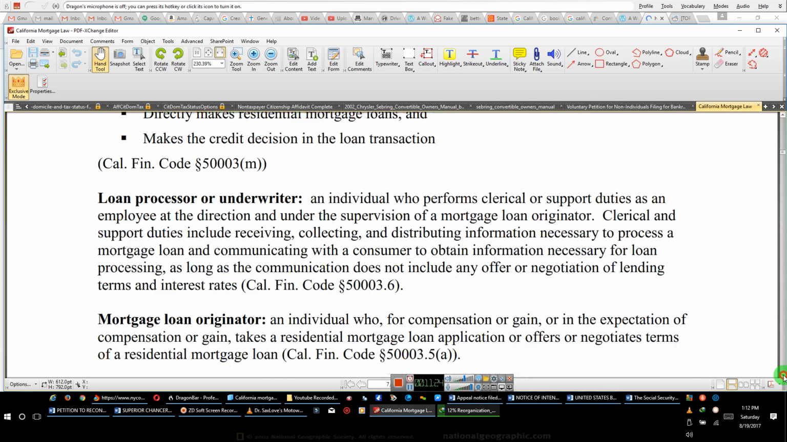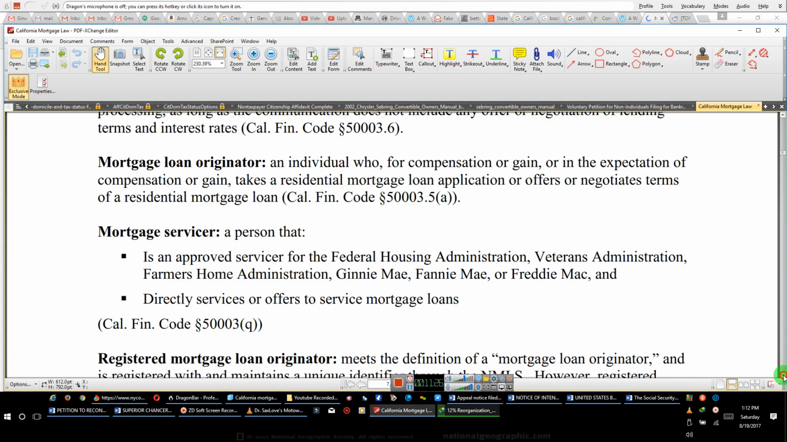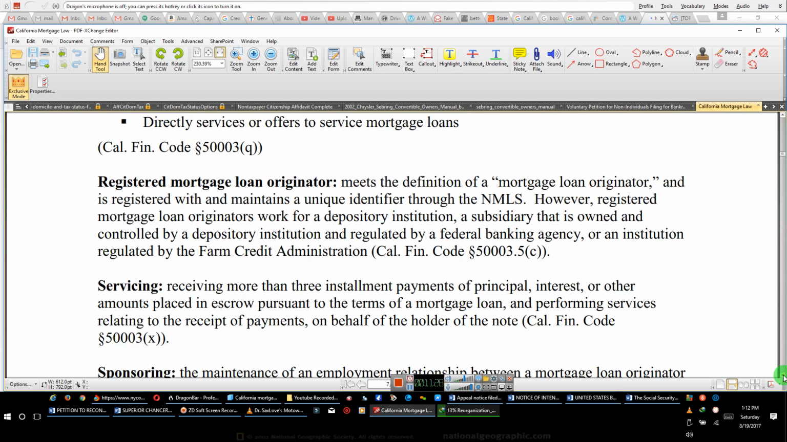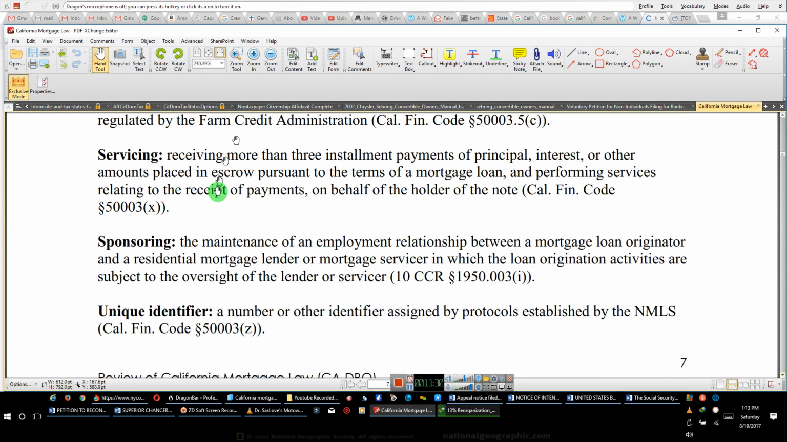Okay. Let's see. What else do we need? Don't care about lender. Mortgage loan. Nope, they already did that. Servicing. Receives more than 3 installment payments of principal, interest, or other amounts placed in escrow. Wait a minute. Pay attention, ladies and gentlemen. Other amounts placed in escrow. Why are your payments being placed in escrow? Because the home is already paid for. You're absolutely right. Because the home is already paid for?